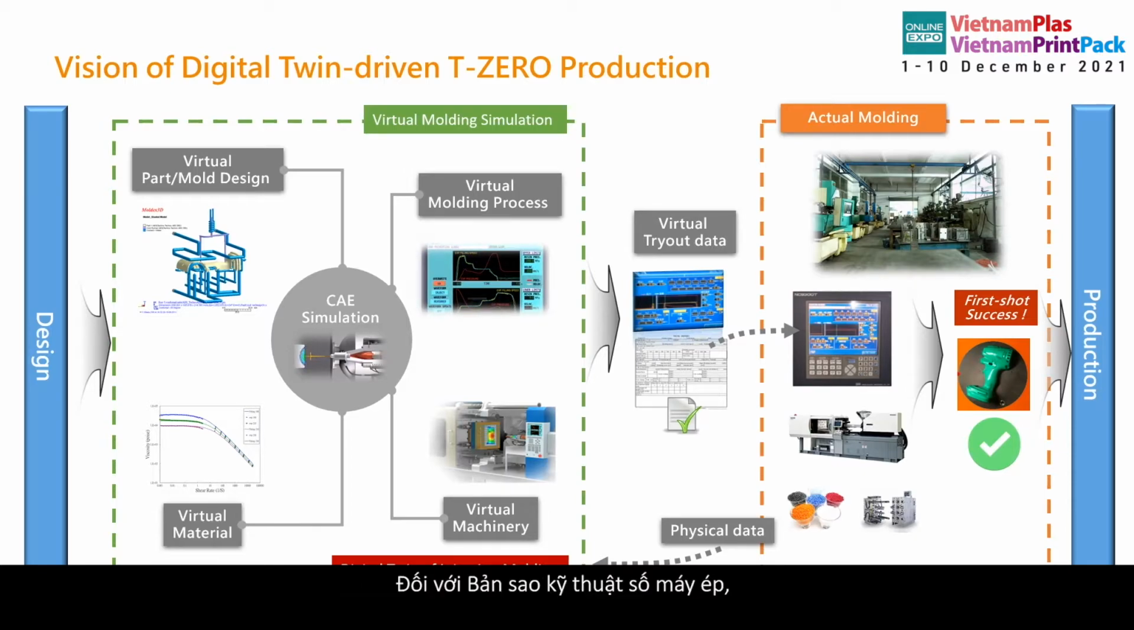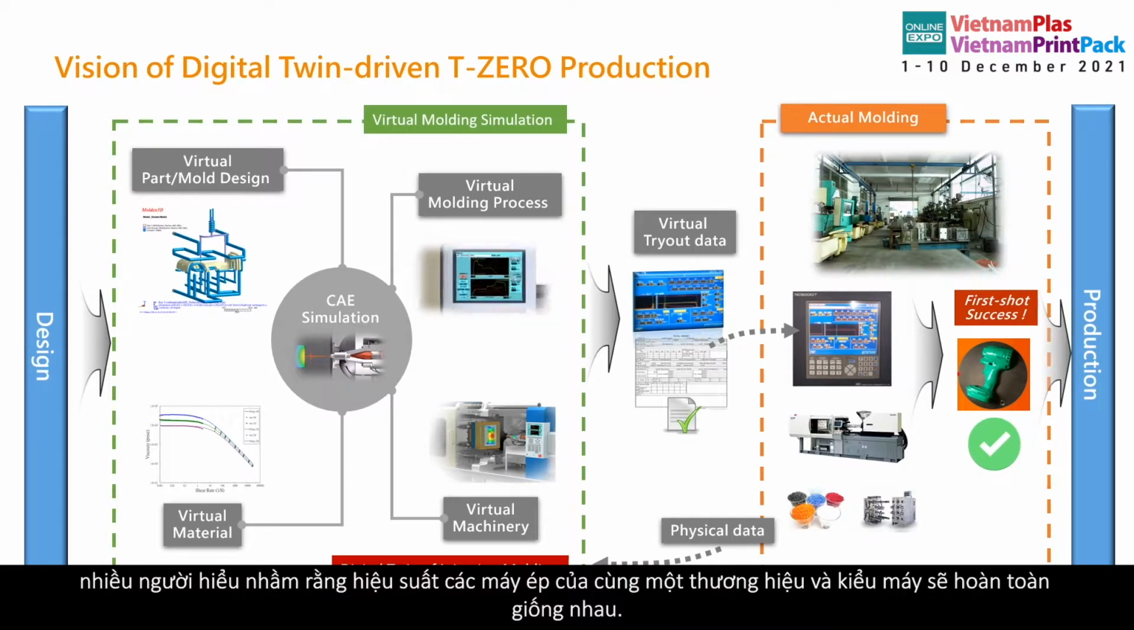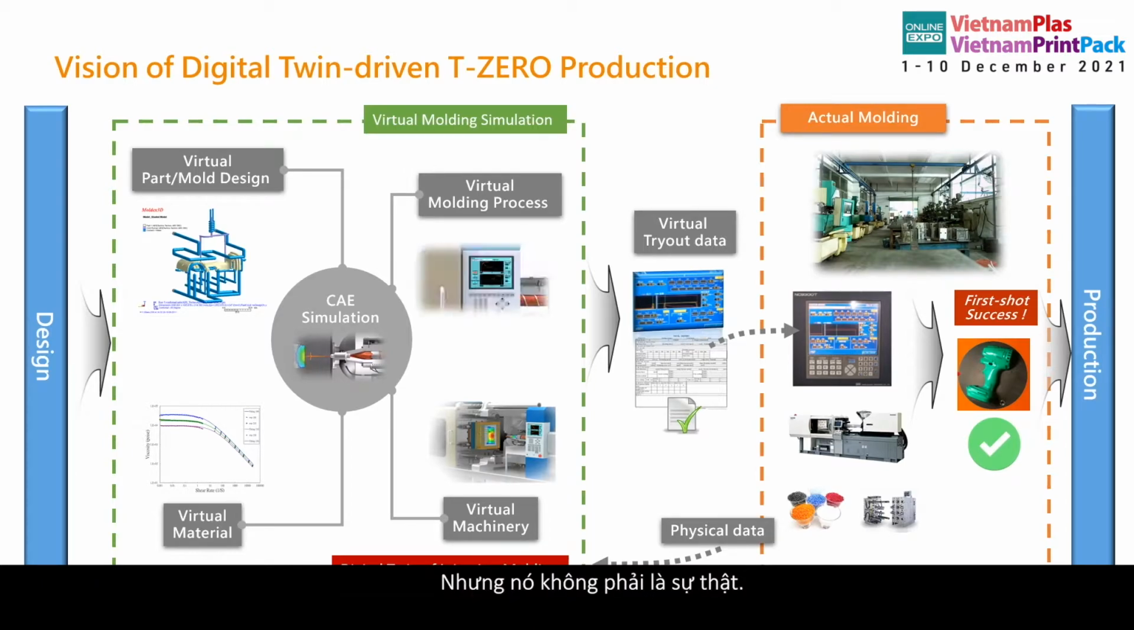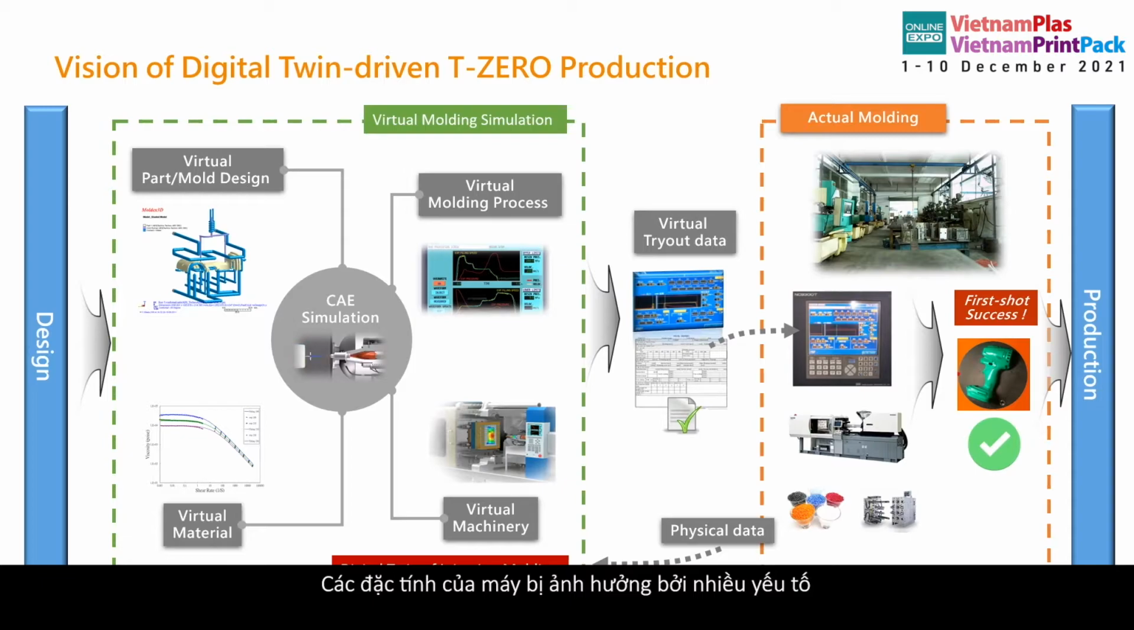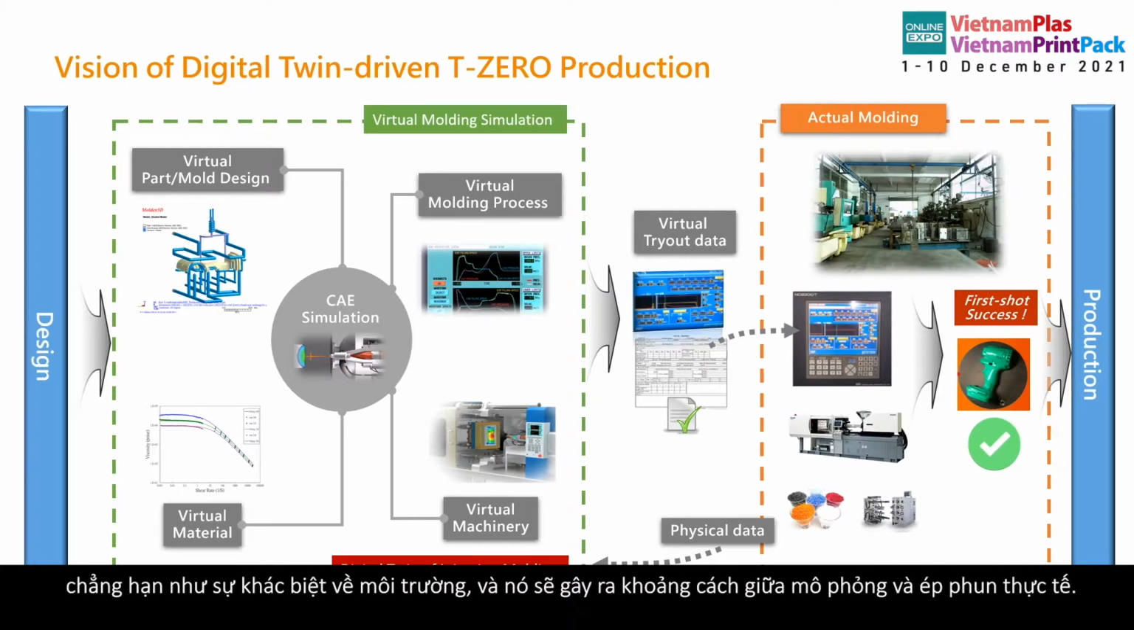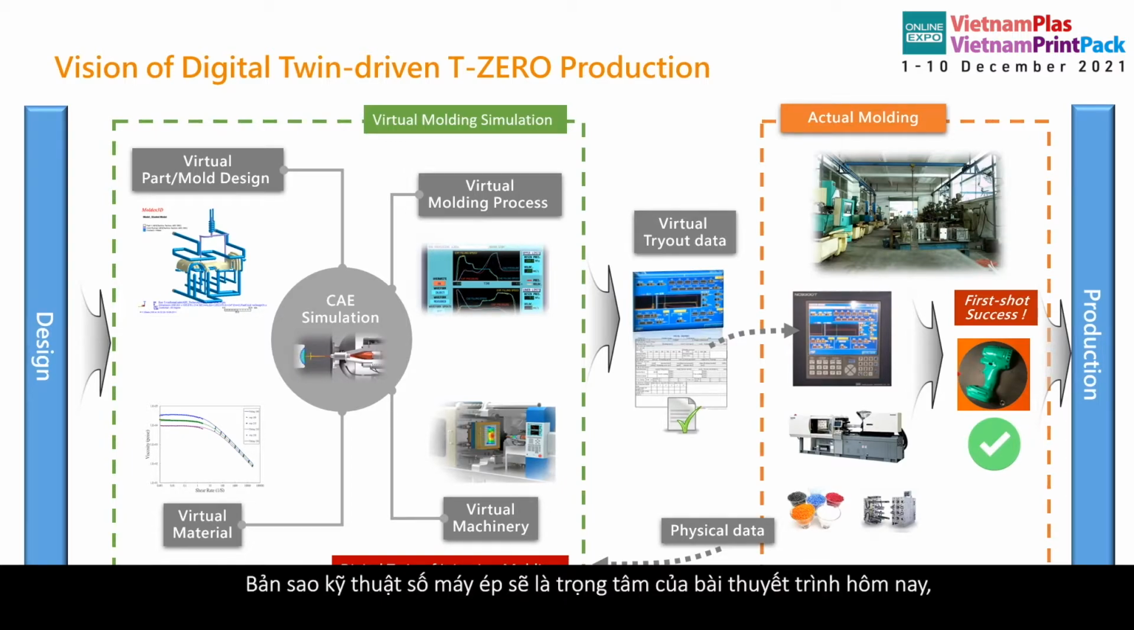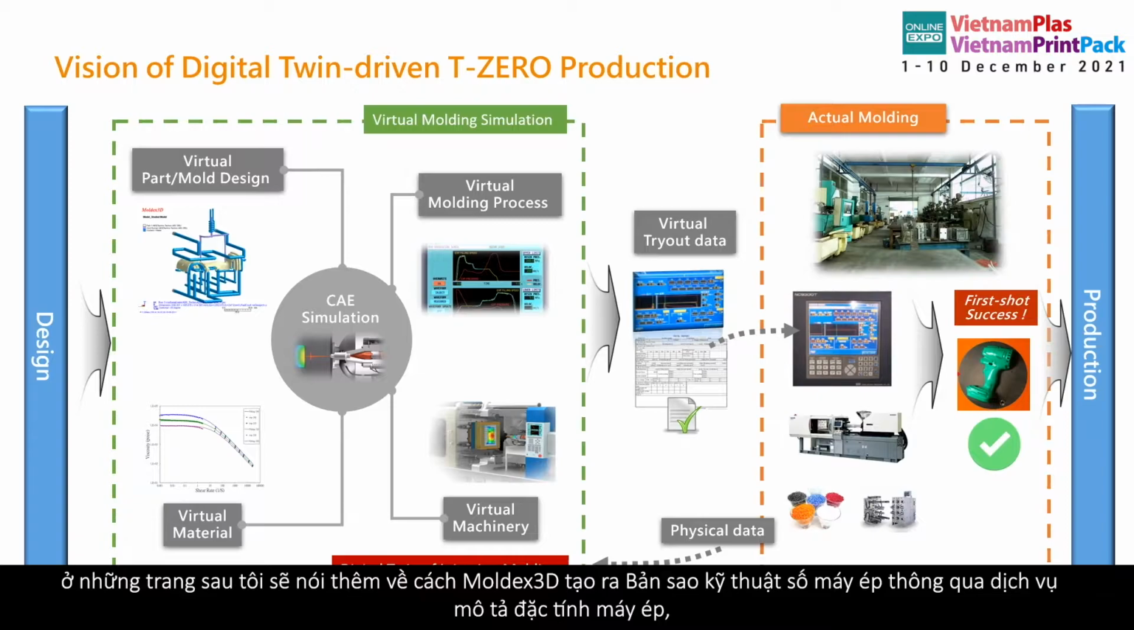In terms of machine digital twin, many people misunderstand that the performance of the production machine of the same brand and model will be exactly the same. But it is not true. Actually, each machine is unique. The characteristics of the machine are affected by many factors, such as environmental differences, and further cause gaps between simulation and real shot. Machine digital twin will be the focus of today's presentation in later slides.